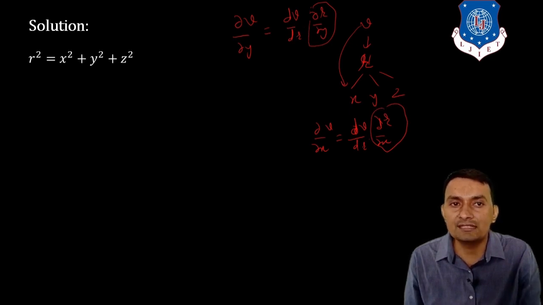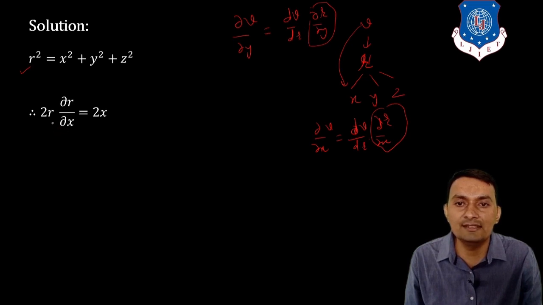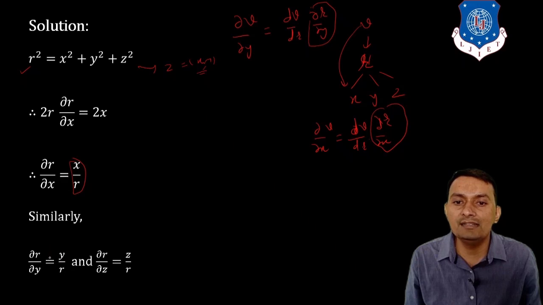Here, r square is equal to x square plus y square plus z square, that is given. So we need to consider the partial derivative with respect to x. But here z does not depend on x, y, so you are free from that condition. So 2r into del r by del x is equal to 2x, so del r by del x is going to be x by r. Similarly, you can determine del r by del y is equal to y by r, and del r by del z is equal to z by r.